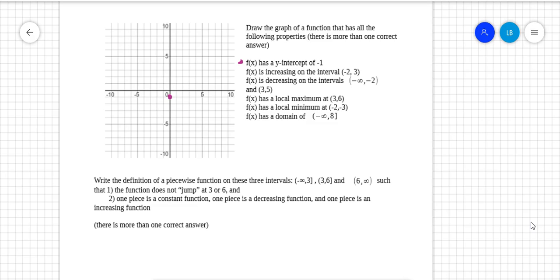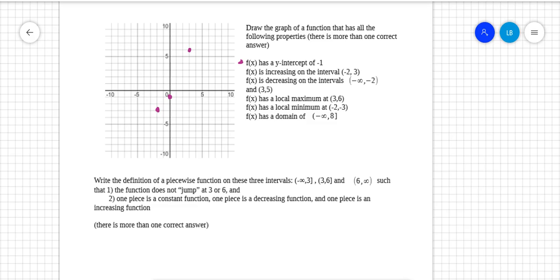Let's wait for that for a minute, and the decreasing intervals. Let's look at something I can definitively point at again. A local maximum at 3, 6. So 1, 2, 3, and then up 6. I know that's the maximum point I'm going to reach, right? And a local minimum at -2, -3. So I'm going to go -2 and down 3, -2, -3 is a local minimum.